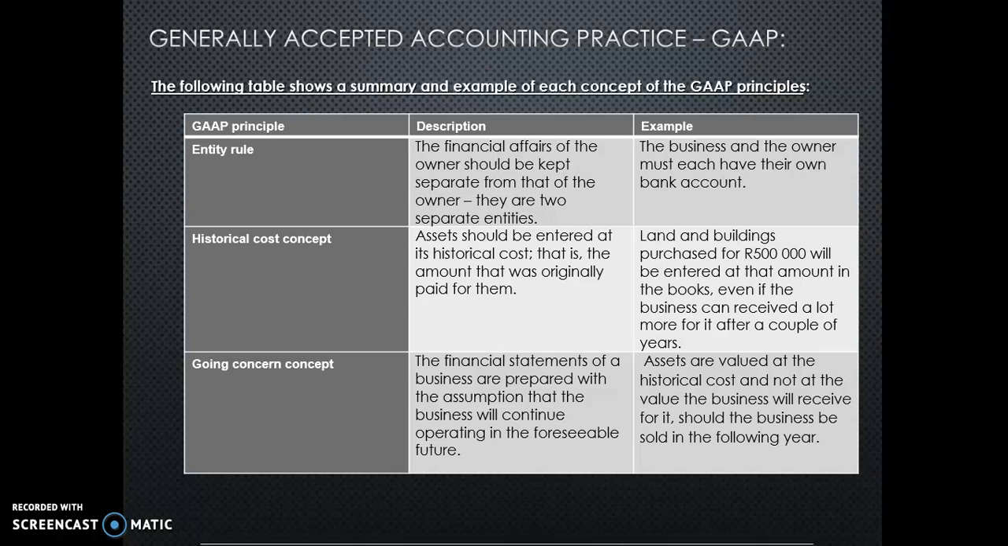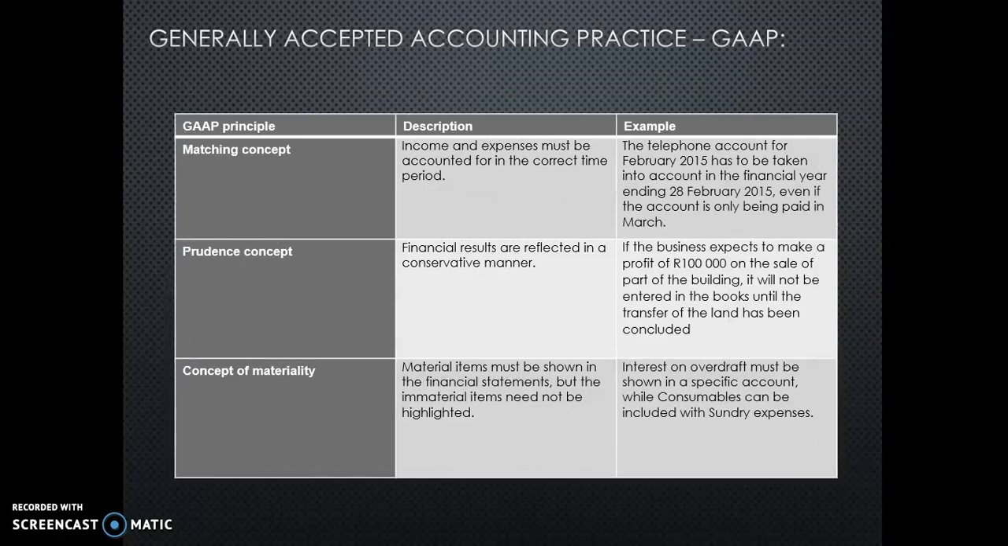Then the next one is the matching concept. That is the one that is quite important for the next section of the work. So that means all income and expenses must be accounted for in the correct time period, meaning that for my financial year, all incomes that were earned during that time must be included, and all expenses that were incurred must also be included, whether I have received the money or not, or whether I have paid the money or not. So it's important you see the difference between the income and the receipt, and the expense and the payment. It's quite important.